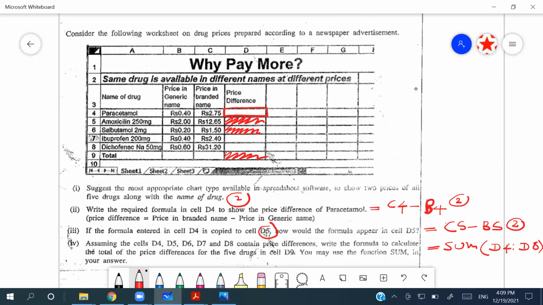Or you can give the range the other way around as well, D8 colon D4. Right? If you are having this properly, have 3 marks. Not the 3 neither. Let's have 4 marks. Oh, that is big. Never mind, never mind. You may have 4 marks left.